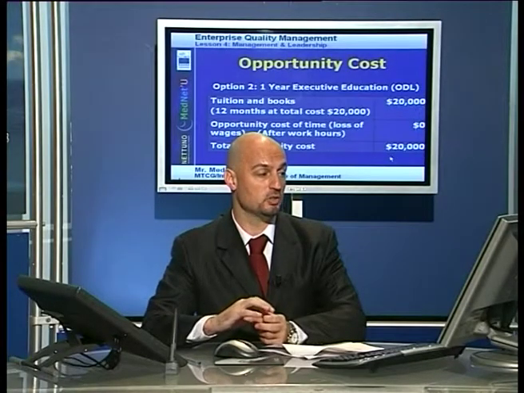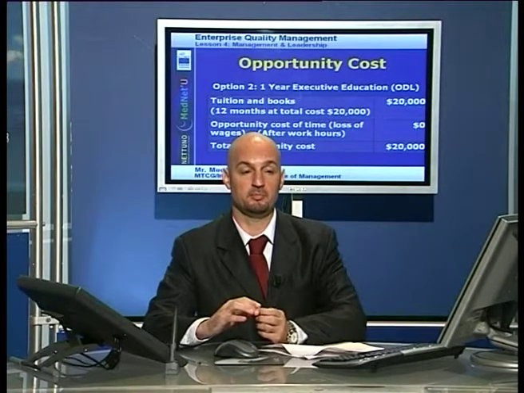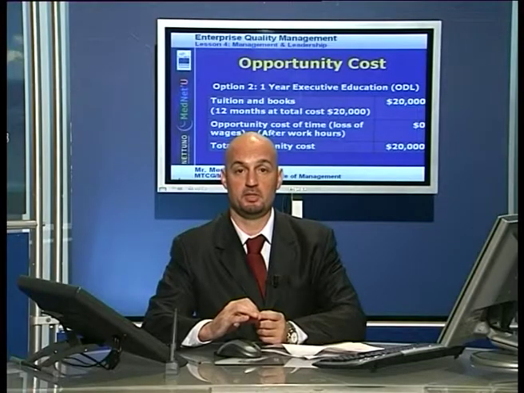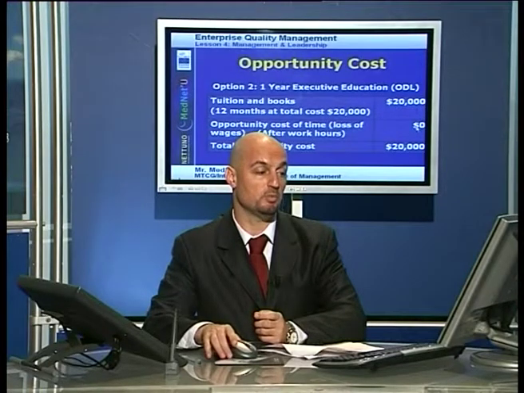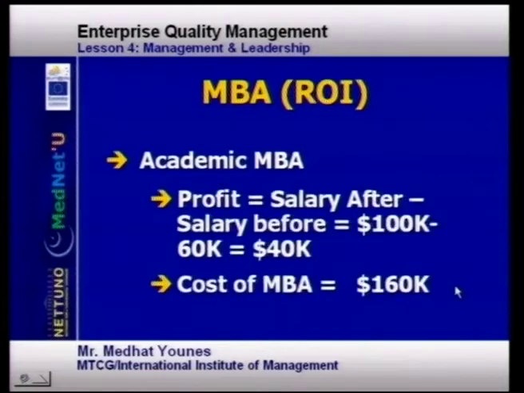Now, let's compare that to the executive education program via online distance learning. If you take the accelerated option, you have tuition and book cost of about 20,000. That's the cost of 1 year. And the opportunity cost of loss of wages, since you are taking the course via online distance learning, you do not have to leave work. Therefore, your loss of wages would be zero, and your total cost would be actually only the 20,000, the direct cost of the program.